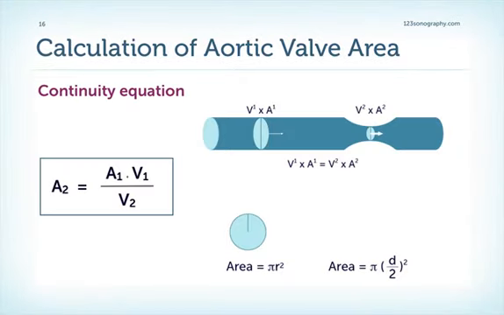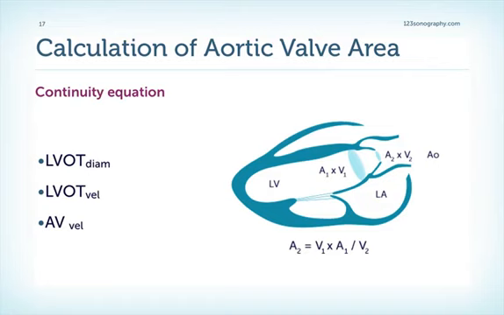So now we have to look at some math. To calculate the aortic valve area, we use the continuity equation, which takes the fact that the relation of area and velocity always stays the same before and in the stenosis. So we can calculate the area by simply measuring diameter and multiplying by pi.